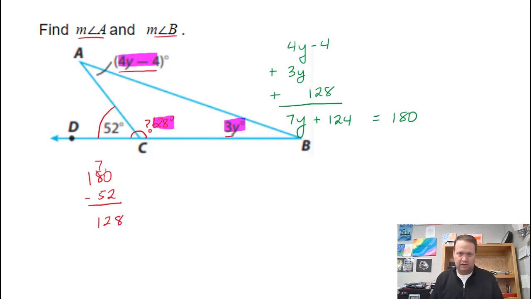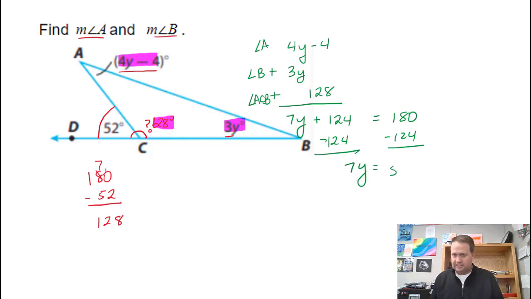This is angle A, and this right here is angle B. And this was angle, I guess, ACB. That's that one right there, that one that we just had to find out. It's just a two-step equation. I'll take away 124 on both sides. And that's going to give me 7y equals 56. And so y is 8. Doesn't really answer my question, but it does help.